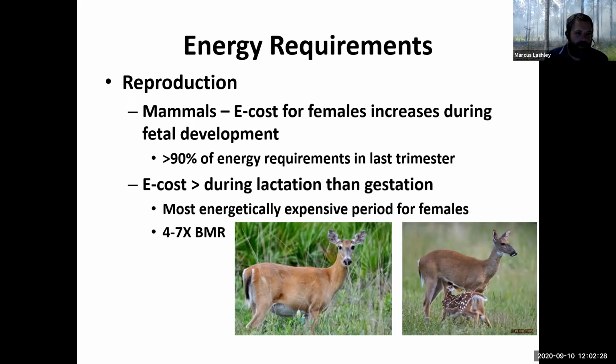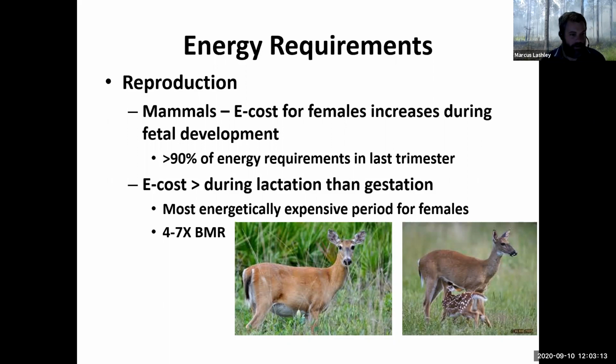So for mammals, about 90% of the energy requirements during pregnancy actually occur during the last trimester. Okay, so 90% of the energy burned during pregnancy happens just during that last third of it. Lactation, however, has the greatest energy cost of any condition in mammals. All right, so think about that for a minute. Most of the energy used in pregnancy is during that last trimester, but lactation uses more energy than all of the pregnancy does.